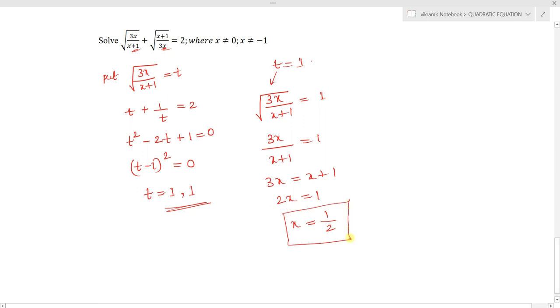So now the solution of the given equation: only x equals 1 by 2 is the solution. And if it is an equation, then it has repeated roots, x equals 1 by 2, 1 by 2. The roots are 1 by 2, 1 by 2, but x equals 1 by 2 is the only solution for this given equation.